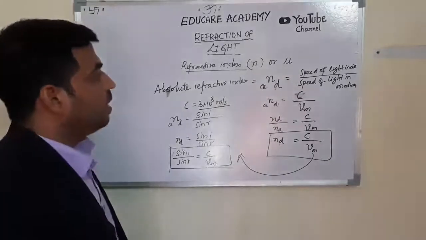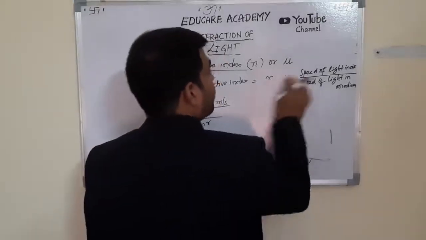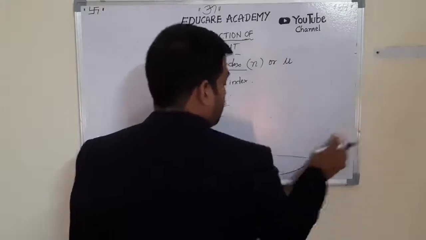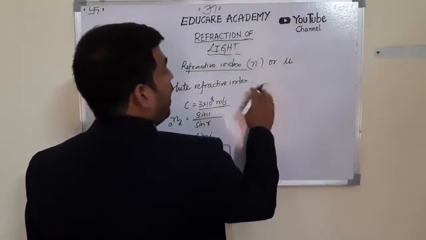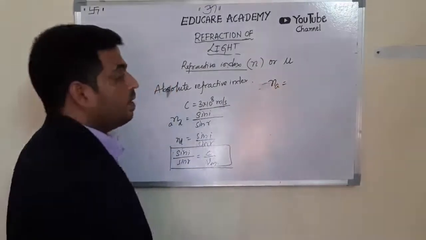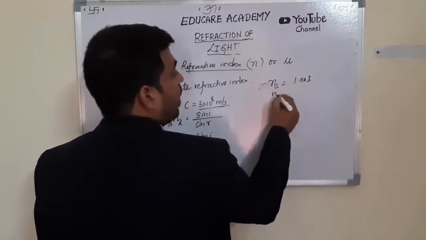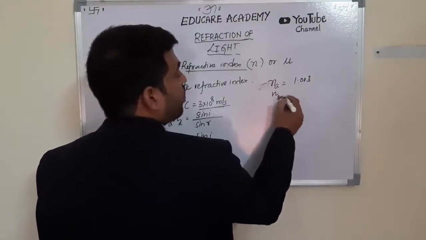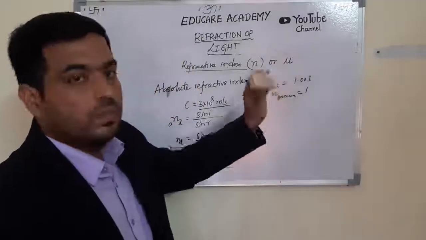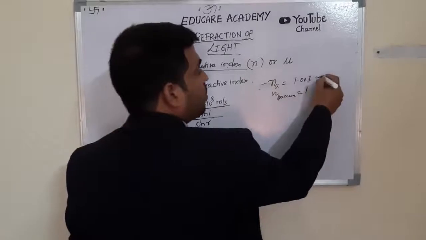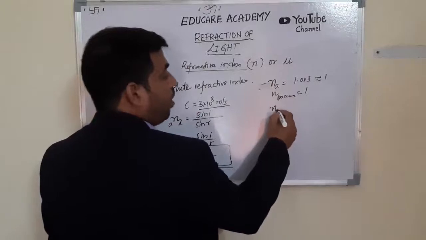Now some important refractive index values are as follows. Air, N of A, is actually 1.003. N of vacuum is equal to exactly 1, but we will take air also as 1 because 1.003 is approximately equal to 1 only. Now coming to N of glass.